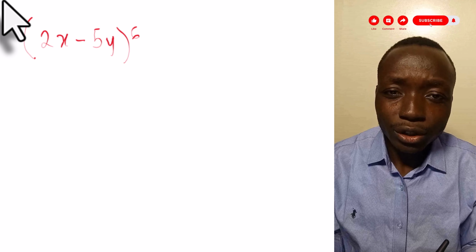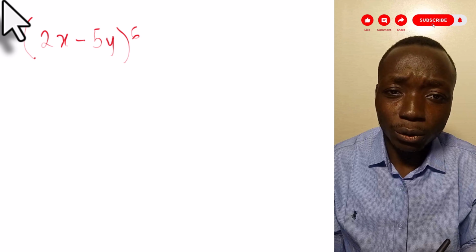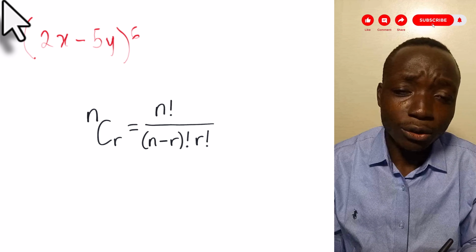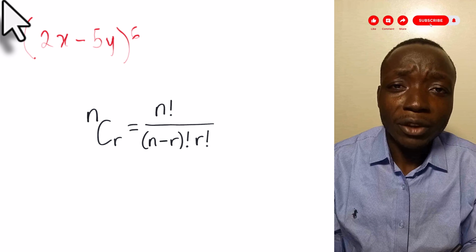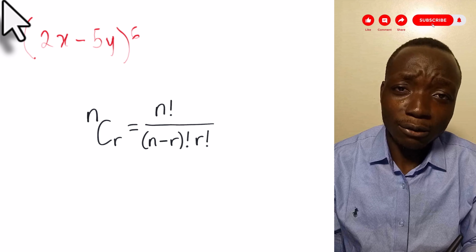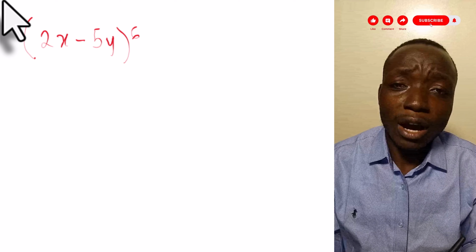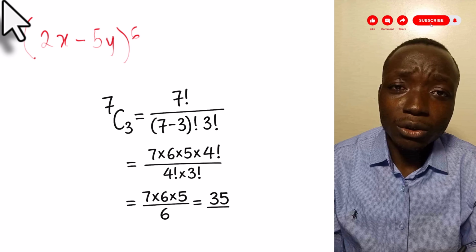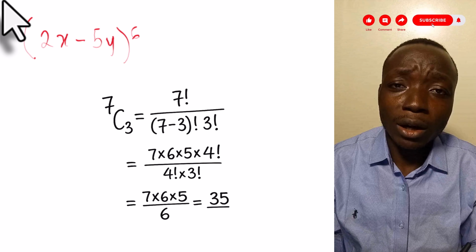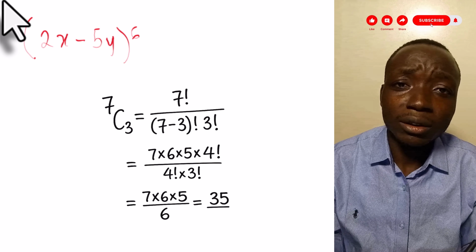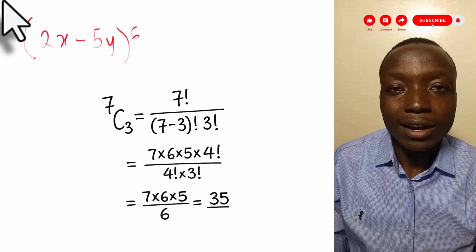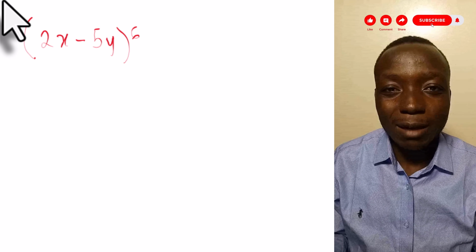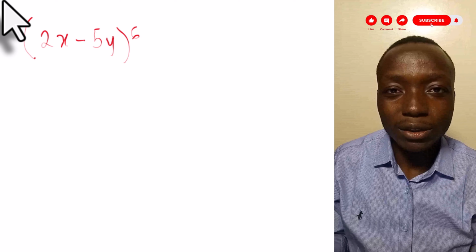Now, to solve this question, we will need to use the combination rule, and the combination rule states that n combination r is equal to n factorial over n minus r factorial. That means if we have 7 combination 3, this is going to be equal to 7 factorial over 7 minus 3 factorial, 3 factorial. And this simplifies to 35. All right, so let's apply this concept to expand this bracket.